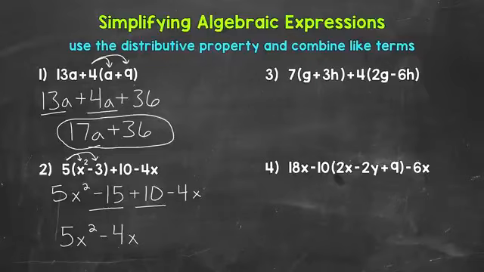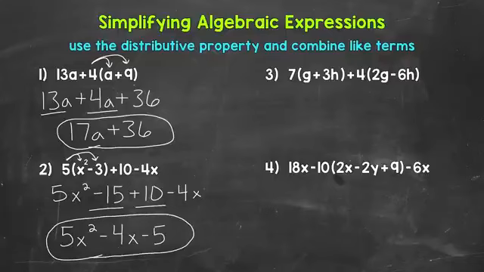The term will take the sign that's in front of it, so make sure we have negative 4x there. And then the constant term comes last. So we have negative 15 plus 10, or negative 15 combined with positive 10. That gives us negative 5, so minus 5. And this is our final simplified expression: 5x squared minus 4x minus 5.